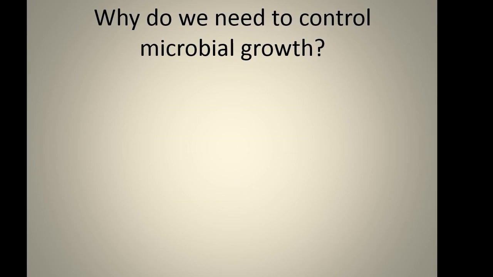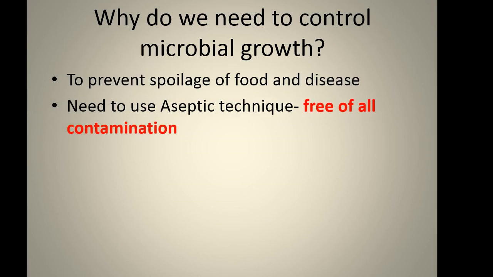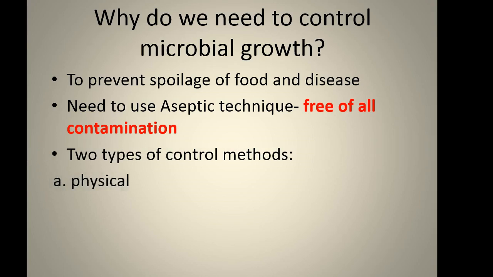Why do we need to control microbial growth? To prevent spoilage of food and disease. Same thing we just did. Two types of control methods. What are the two types of control methods? Physical and chemical.